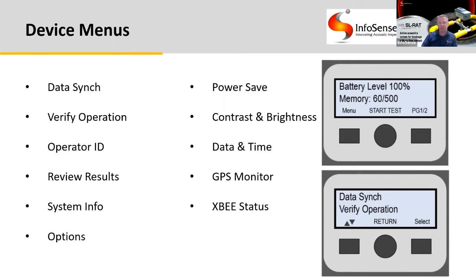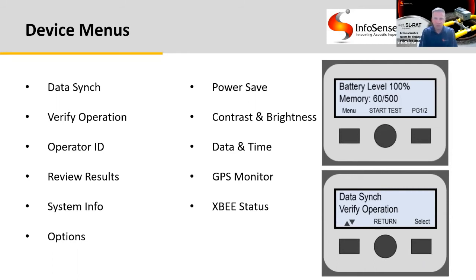Power Save puts the unit in a battery saving rest mode. This mode automatically self-initiates after several minutes of not being used. You can wake the unit up from Power Save by pressing any button. Contrast and brightness has settings you can change if you can't see the display based on ambient lighting conditions. Date and time shows the current date and time provided by the GPS location data.